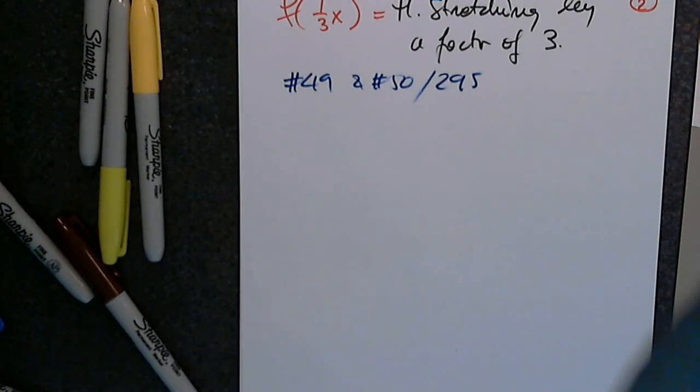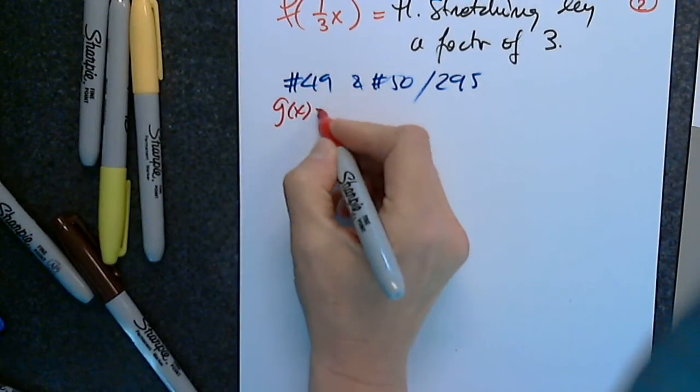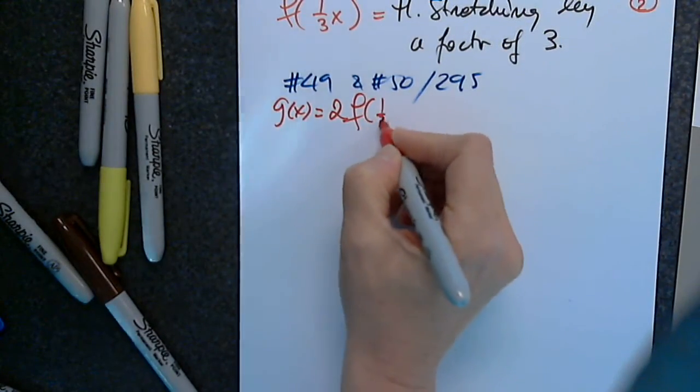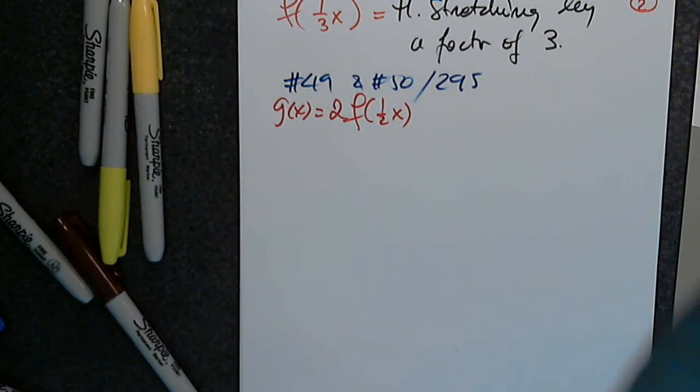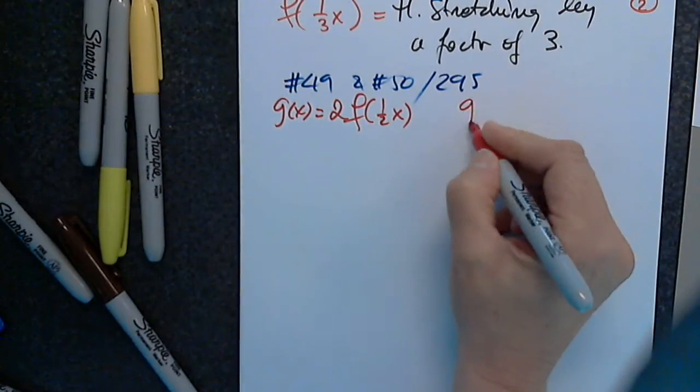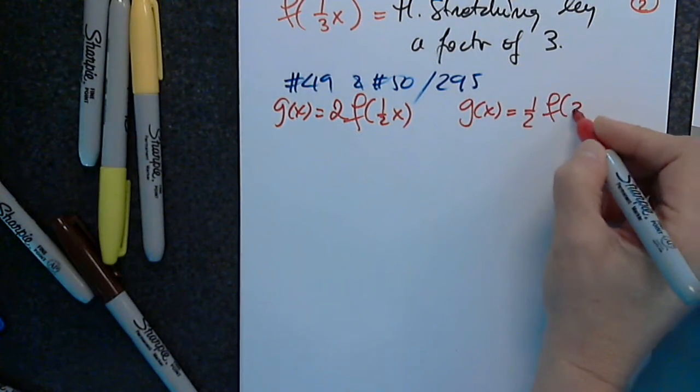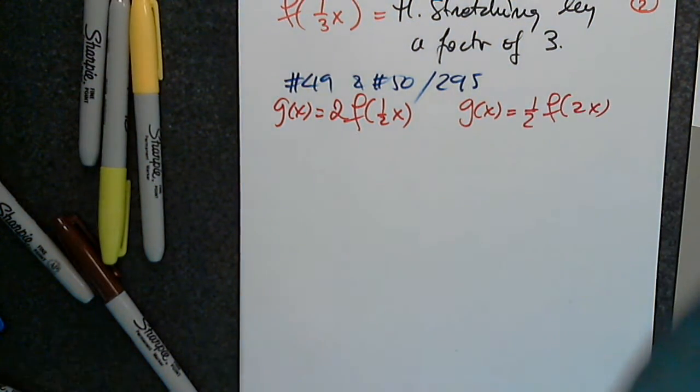In 49, we have g of x is twice f of 1/2 x. And in 50, we have g of x equals 1/2 f of twice x. And now you can say, wonderful, but where is the function? Here it is. We have to copy it.